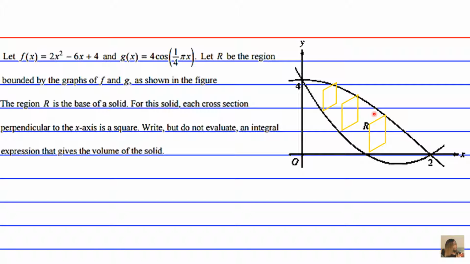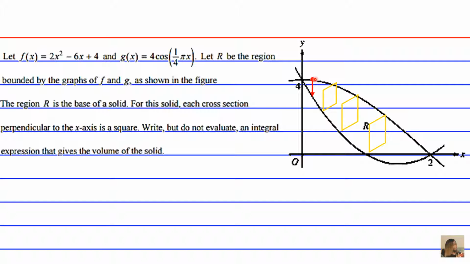And in order to come up with the required integrand, we need to know basically just the side of one of these squares, because the area of a square, or the cross-sectional area of these squares in this case, is just going to be the side squared. Well, the sides are just the difference between g of x and f of x. So if we take the height of g of x and subtract f of x from it, we get the difference between them, okay?